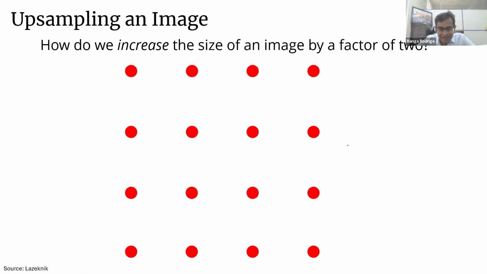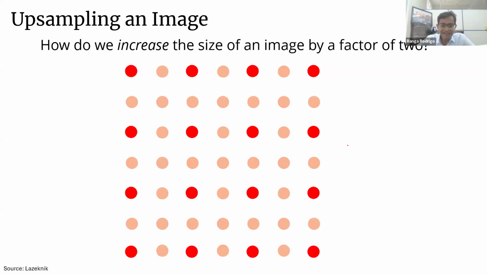You will say that we can subsample the grid. We can put additional pixels in between. But how do you calculate the value of those pixels? I think it is obvious to you. If this pixel's value is, let's say, 100, and this pixel's value is 200, this new pixel is at the very middle of the line.